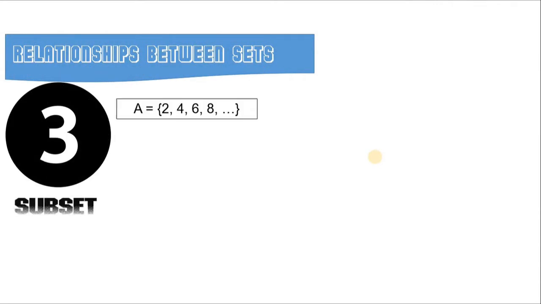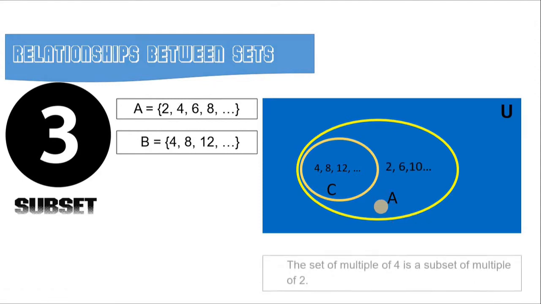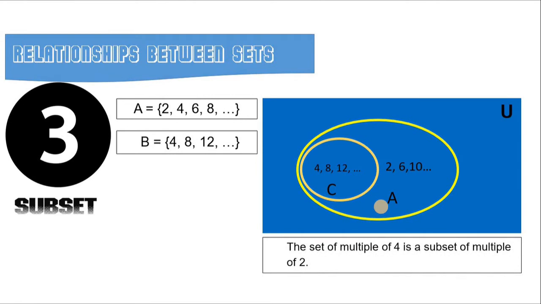Number 3, we have subset. So A is equal to 2, 4, 6, 8 and so on. B, we have 4, 8, 12. So by illustration, we have the universal set. We have set C, that's set B, with 4, 8, 12. And set A here, we have 2, 6, and 10. So the set of multiples of 4 is a subset of the multiples of 2, because all the elements of B are also elements of A. So, subset, as we have discussed in our previous video.